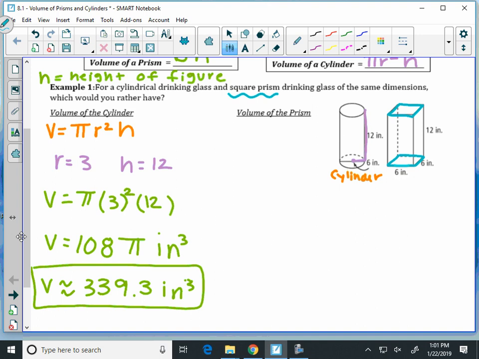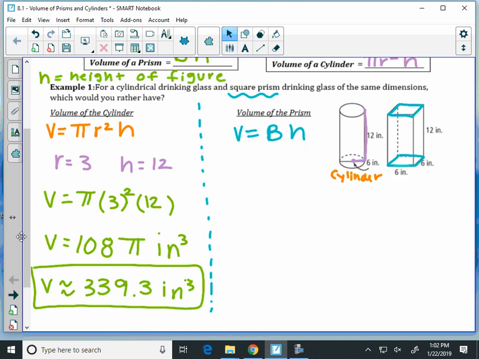So write down the formula for finding the volume of a prism. Area of the base times the height. And we need to find our 2 variables, our big B and our H. And again, big B stands for area of the base.